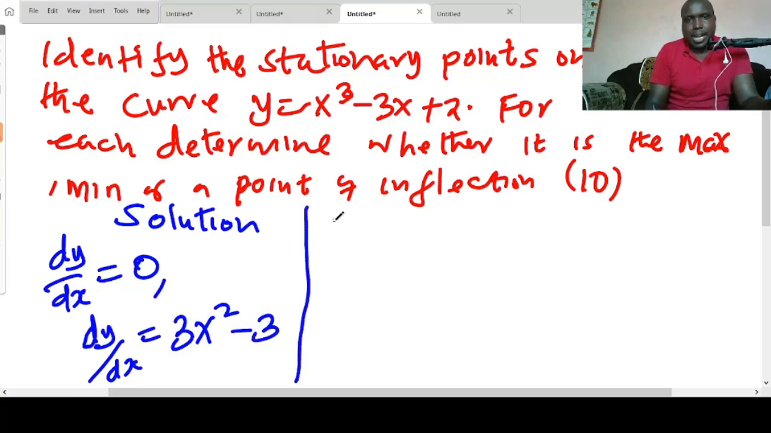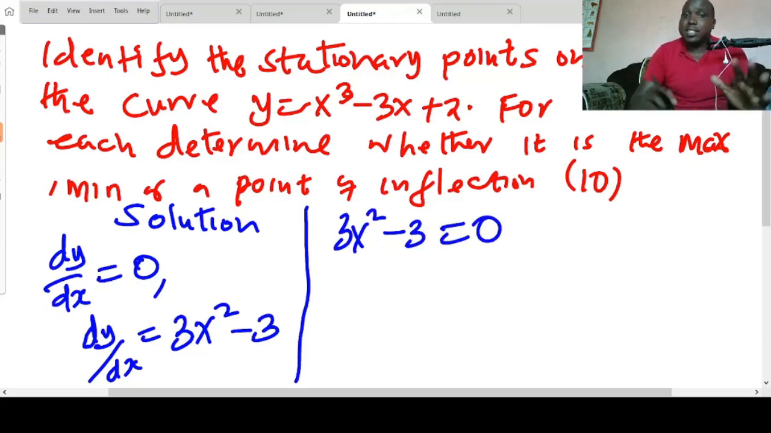But we have said at the stationary point, dy over dx, that is 3x squared minus 3, the answer should be 0, right? Because that is the keyword. So you can simplify this and get the value of x. As you can see, this is a polynomial, we are going to get 2 values of x.